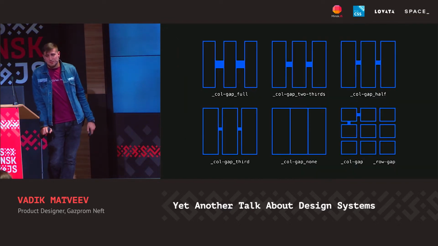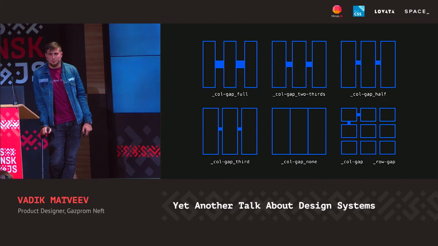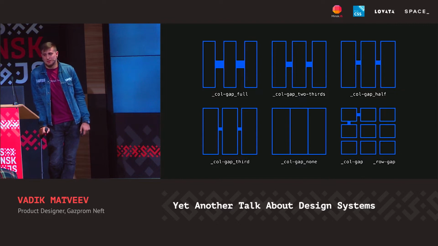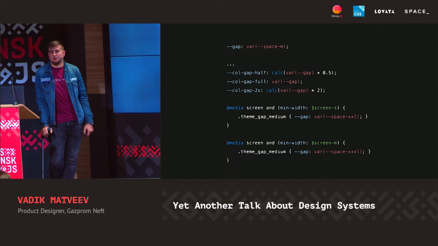Anyway, in both scenarios, it's necessary to specify indents between grid items. To do this, you have to add col gap and row gap modifiers to Tpl Grid. Values of these modifiers are full, 2/3, half, third, and none. Final values of each modifier are calculated from the global gap variable in the theme gap file.